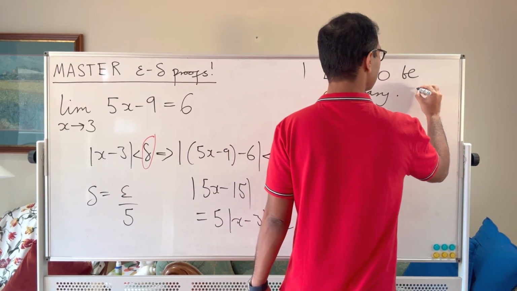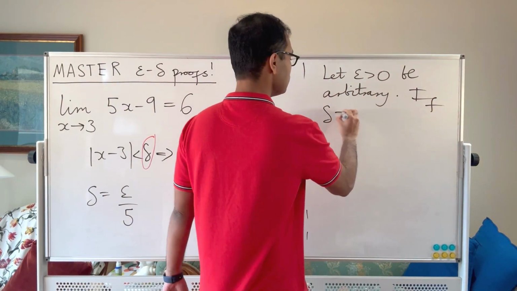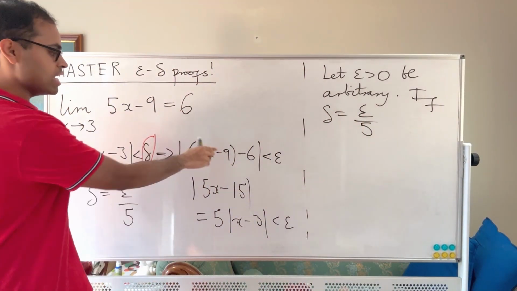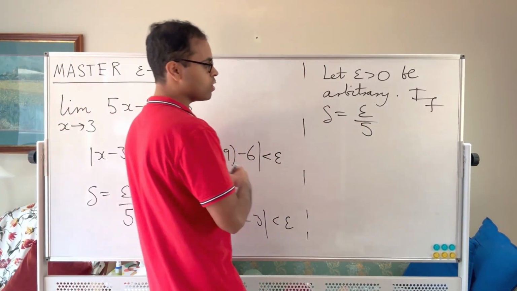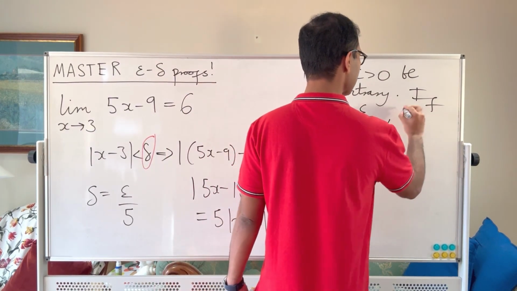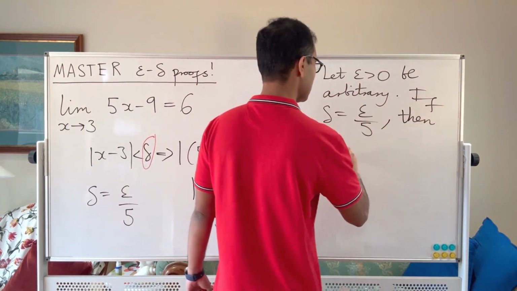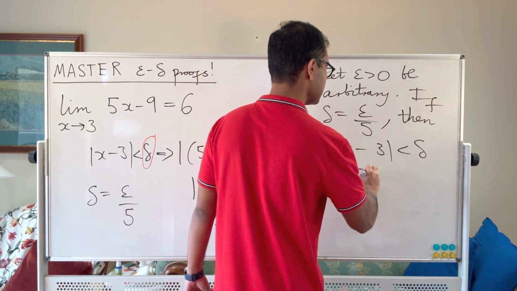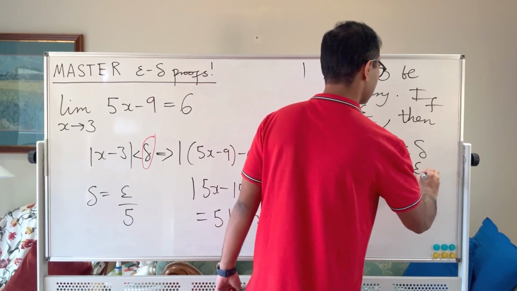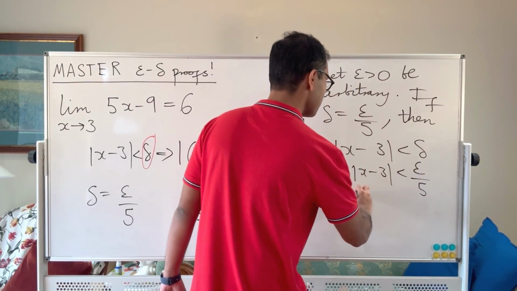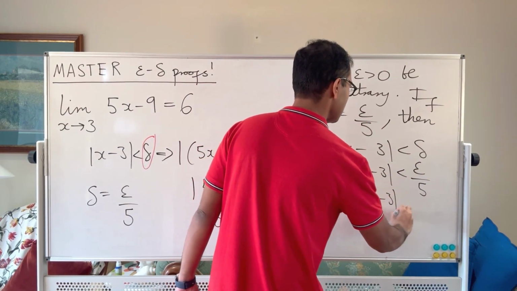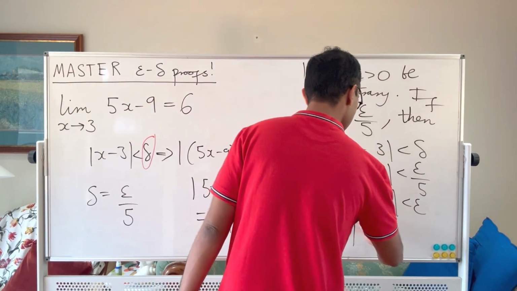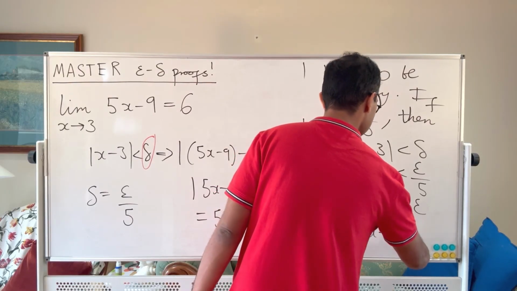So what we're going to do is say that if delta is equal to epsilon over 5, so if the absolute value of x minus 3 is less than delta, then this is going to be less than epsilon. So how the proof's going to go is: if delta is equal to epsilon over 5, then the absolute value of x minus 3 being less than delta implies that, what does it imply? It implies the absolute value of x minus 3 is less than epsilon over 5, which implies that 5 times the absolute value of x minus 3 is less than epsilon, which finally implies that the absolute value of 5x minus 15 is less than epsilon.